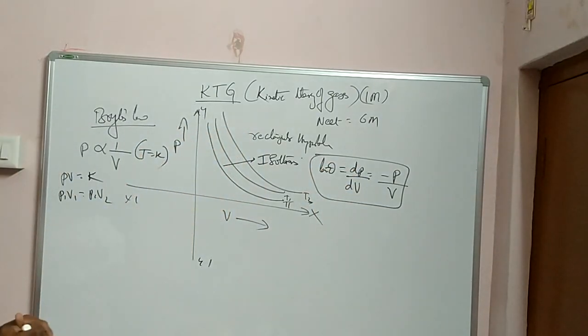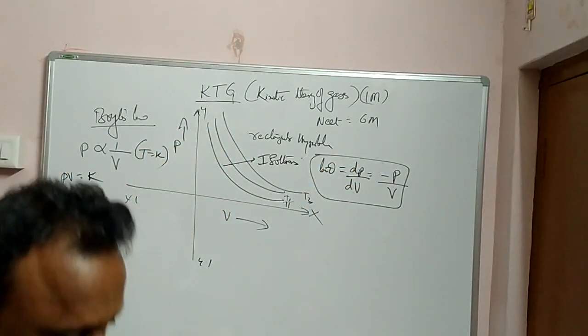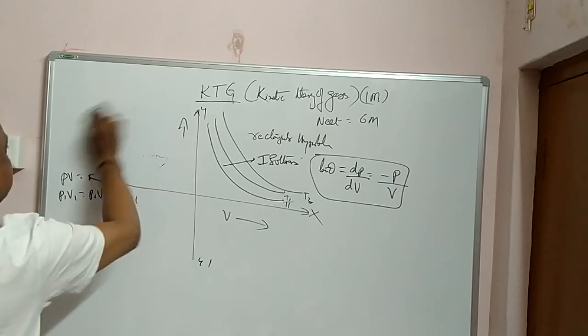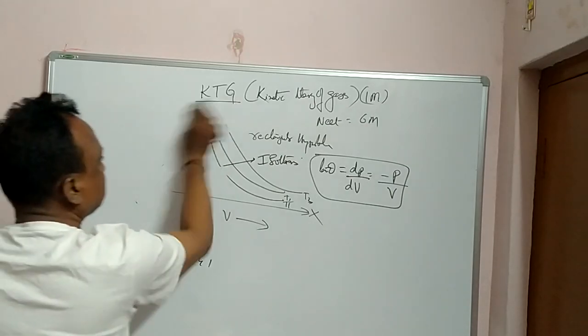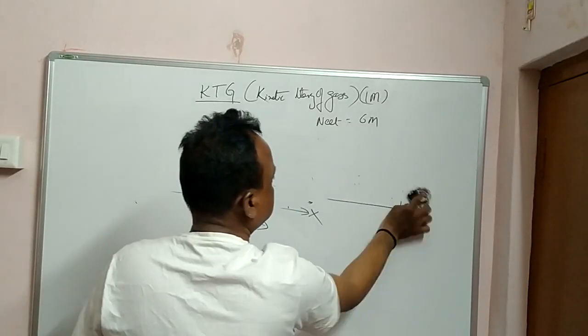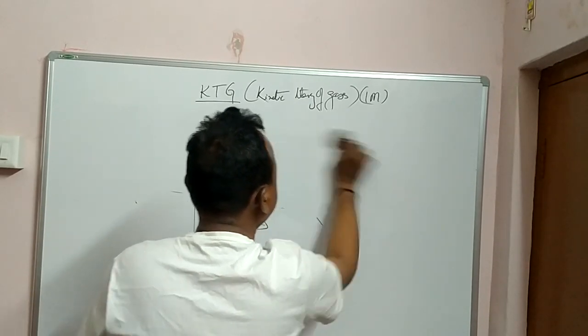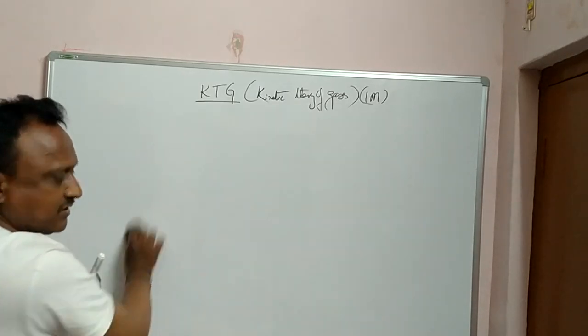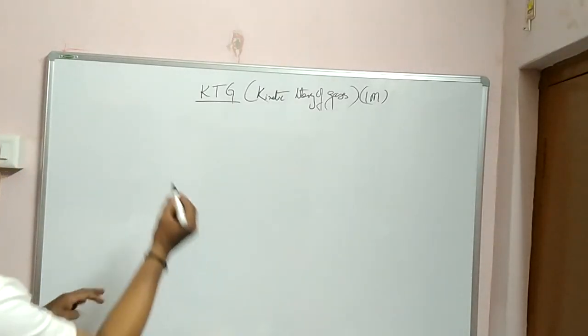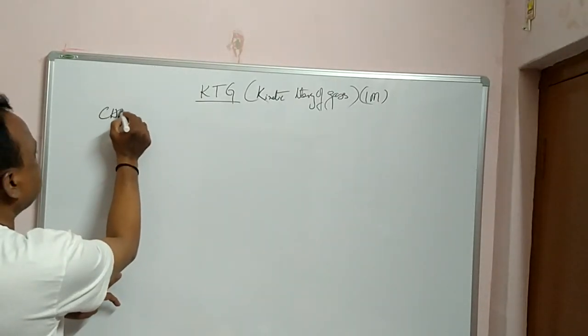Now let us go to Charles' law, the second part. Very easy chapter this one. Simple chapter. Next one is Charles' law.